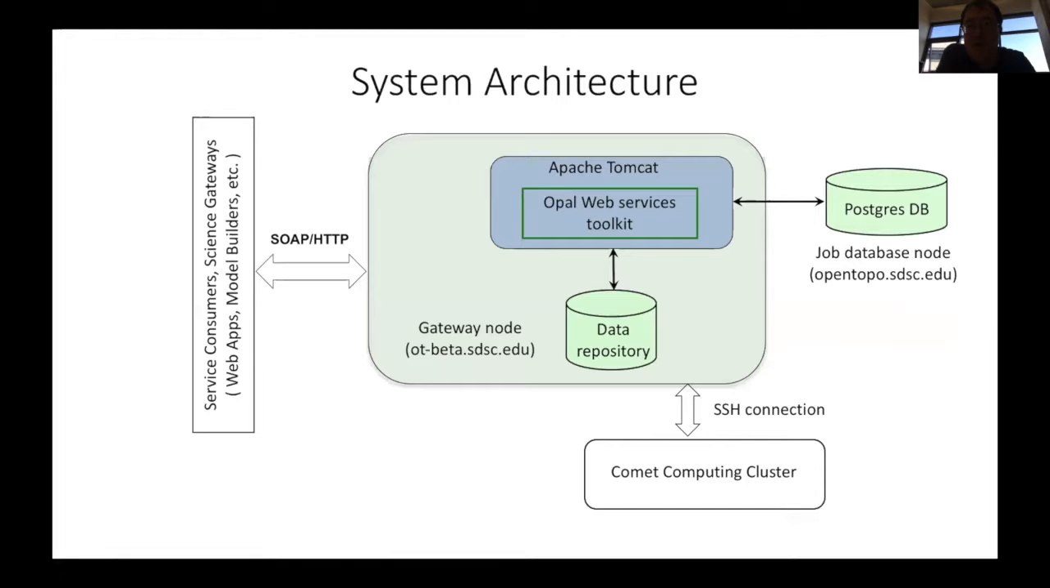Also, the Opal Toolkit manages job output on the gateway, coming from the computing cluster via SSH connection. Right now, Opal submits and monitors jobs and transfers files through an SSH connection. We are using an SSH credential for the community account, OpenTopography.